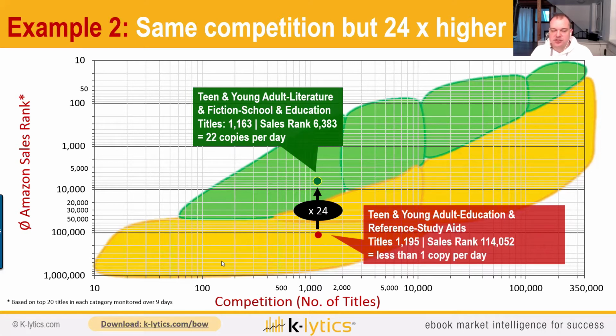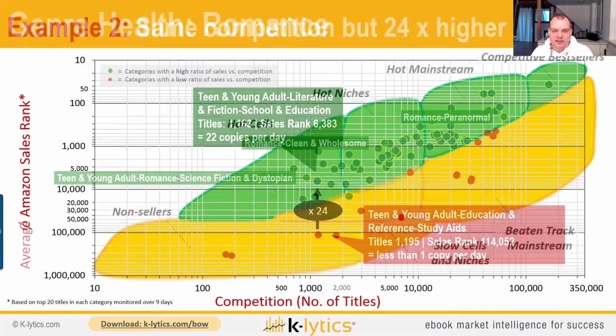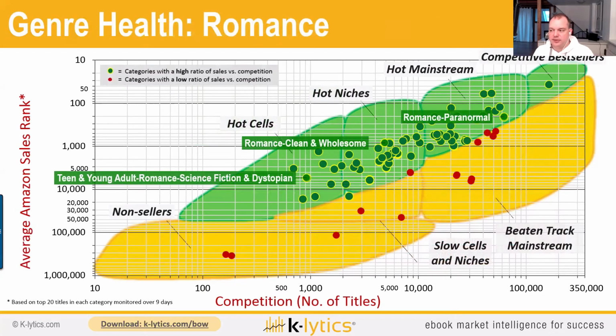So just to illustrate, as you start using this, you start getting what we call the health of a whole genre. If we talk romance as an example, this is the plot only of the romance categories within the main romance category. There are many others which we also plot, which are outside of the romance category, where you go into religion and spirituality, Christian fiction romance. That's not plotted here. These are just the main romance ones. I think I also have teen young adult in there.